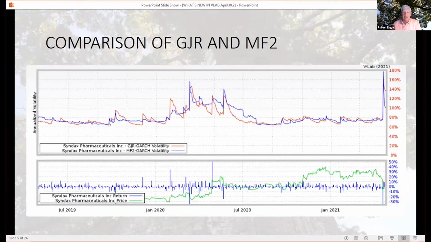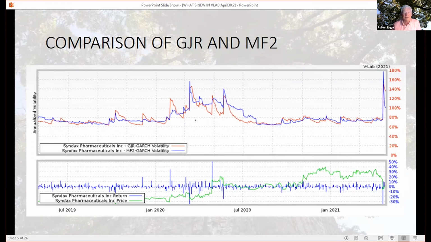Here's a picture of just one of the assets in VLAB, and the GARCH model is in red. The MF2 GARCH is in blue. So there are noticeable differences in how fast it comes down after an event, and then of course it spikes up, but it spikes up very quickly because it's got a GARCH model on the inside.